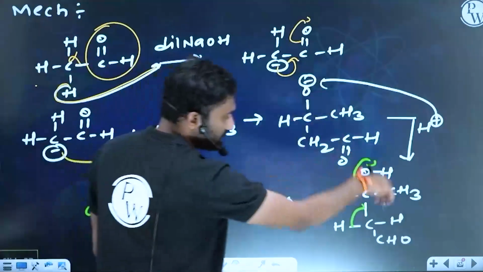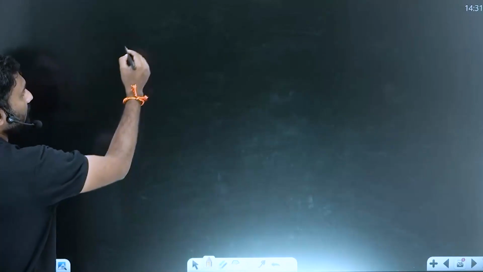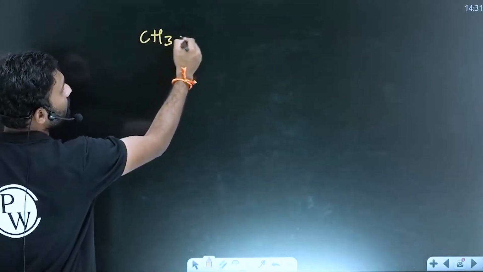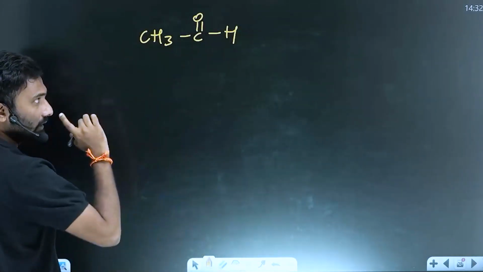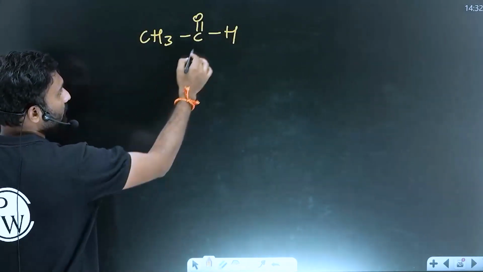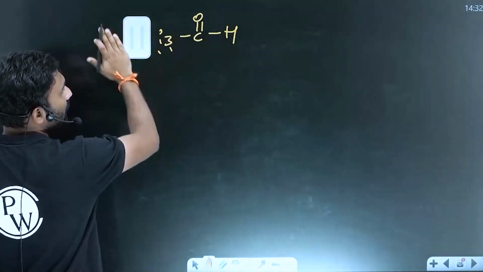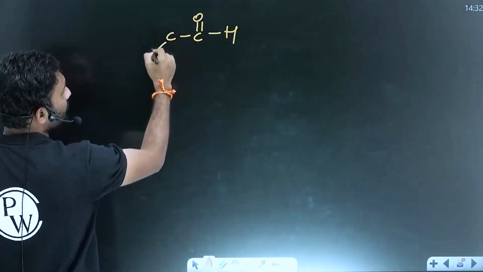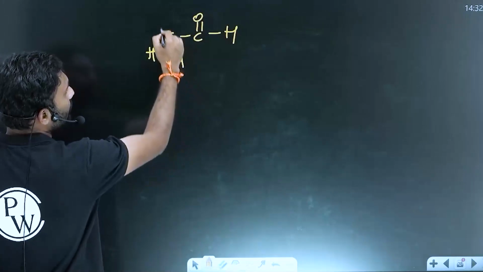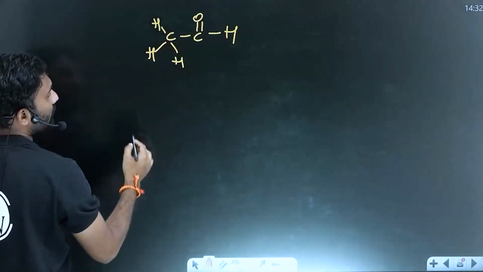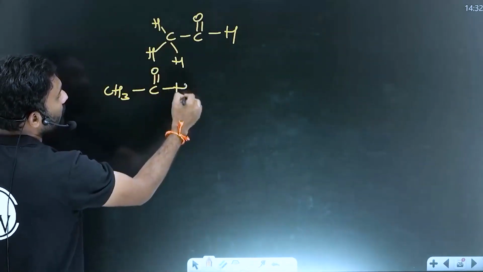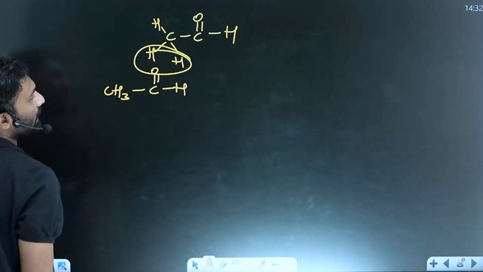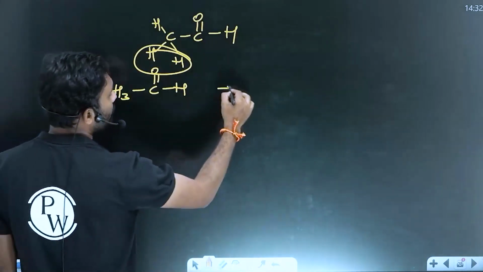Now here this is the mechanism. Now the shortcut is: here CH3 C double bond H, C double bond H. What you have to do is, these are alpha hydrogens. Now this is hydrogen, these are alpha hydrogens. Now take another acetaldehyde. Now here the elimination of H2O takes place. By the elimination of H2O, what product will you get?